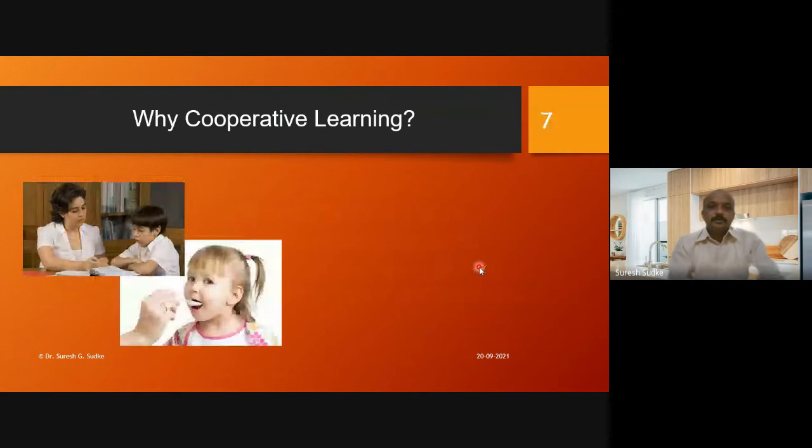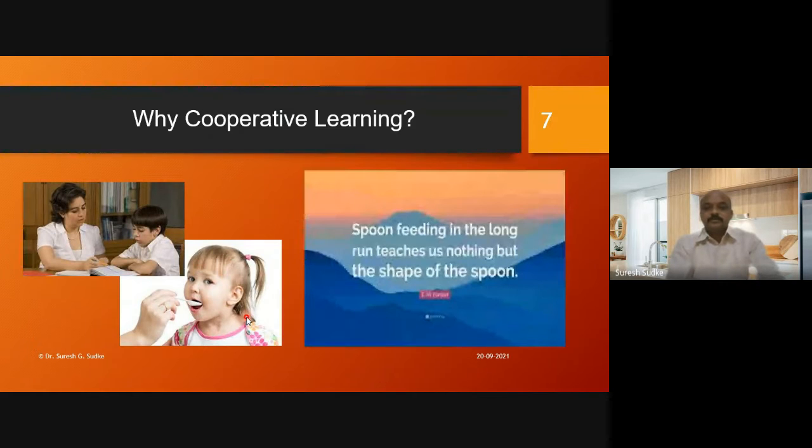Why is cooperative learning very important? You know that traditionally when we teach our students, the method we adopt is just like spoon feeding. But with spoon feeding, the student will understand only the shape of the spoon. It means the teacher only shows the knowledge that will be received by our student, and therefore the critical thinking ability in our student will not be developed.